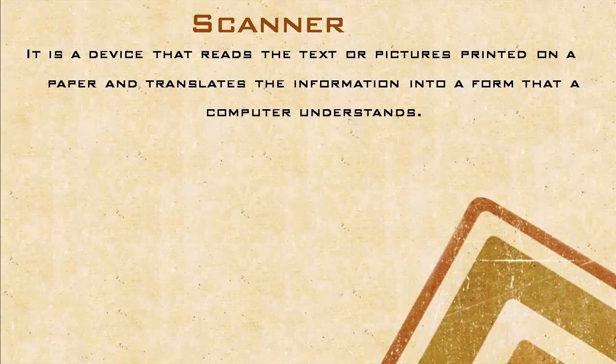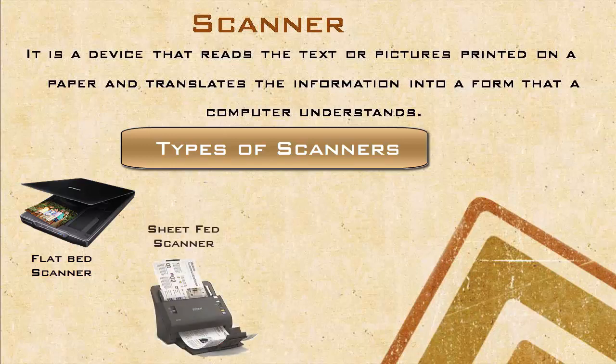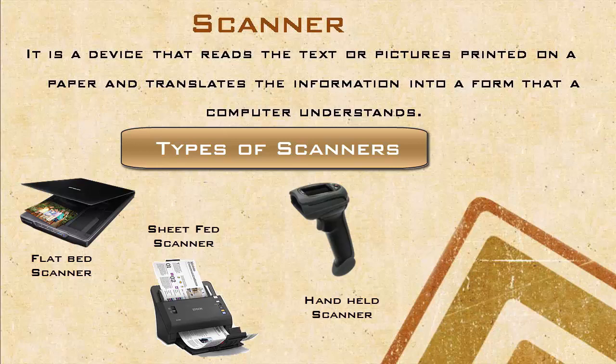Scanner. It is a device that reads the text or pictures printed on a paper and translates the information into a form that a computer understands. Now, types of scanners. There are three types of scanners. First, flatbed scanners. Second, sheet fed scanner. Third, handheld scanner. A flatbed scanner deals with one paper at a time, while a sheet fed scanner allows you to feed a batch of documents in its feeder, so it scans many documents one by one at a time.